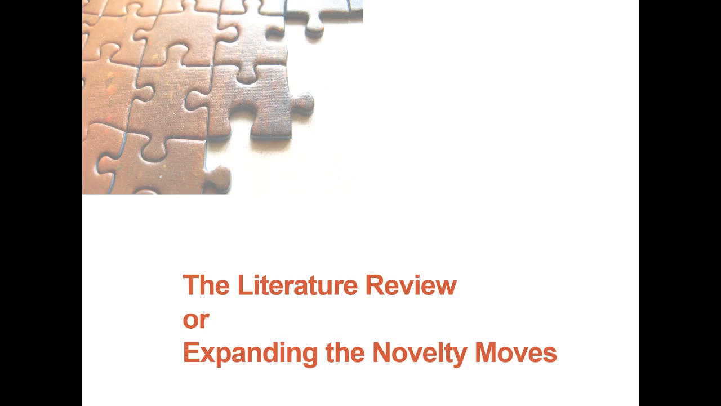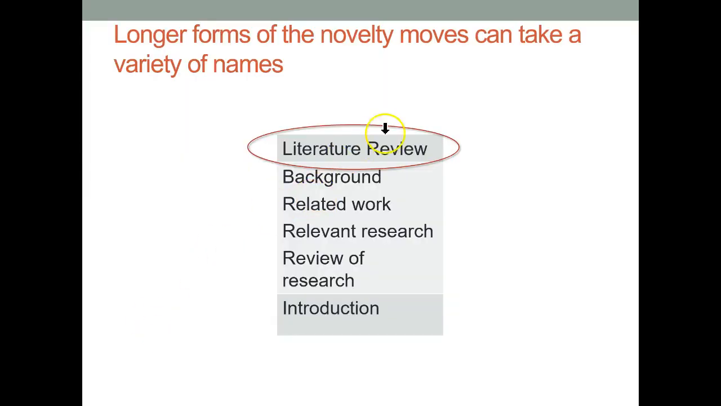So today I want to go into more depth with the introduction sections of articles. And as you already know, introductions use the novelty moves a lot. But as you've seen from looking at different examples of articles, there can be several sections that fall under the rubric of an introduction. These sections might go by names such as literature review, which is the umbrella term that we use. Maybe there'll be a section called background, related work, relevant research, review of research.